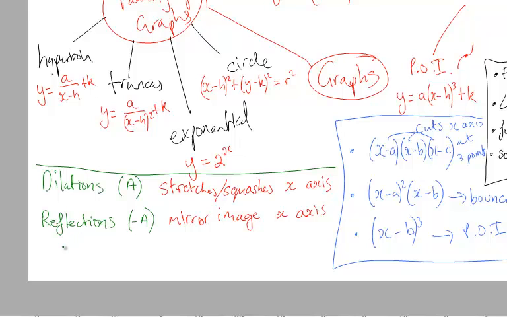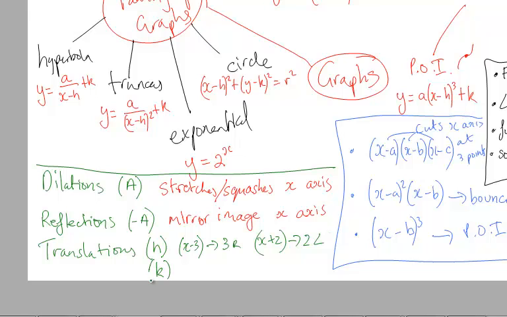And the last thing that we looked at here was translations, and there were two types: moving up and down, and moving left and right. I'll start with moving left and right. That was the h bit. Now this is where it gets a little bit tricky, but I'm just going to write it down. x minus 3 means that it's moved 3 right, and x plus 2 means that it's moved 2 left. Hopefully that's the way that you remember it as well.